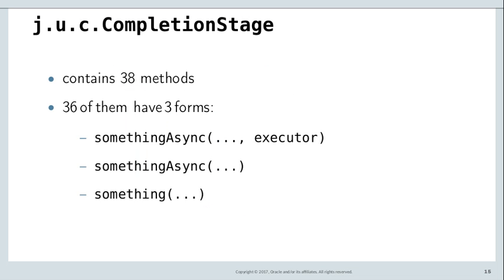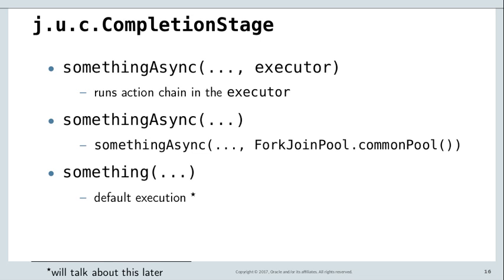And it's simple. We have CompletableFuture, a concrete class, which implements the CompletionStage interface. Let's talk about CompletionStage initially. CompletionStage has 38 methods, and if you look into them, you realize that 36 methods have 3 forms: to do something async, to do something async without specifying an executor, and to do something.